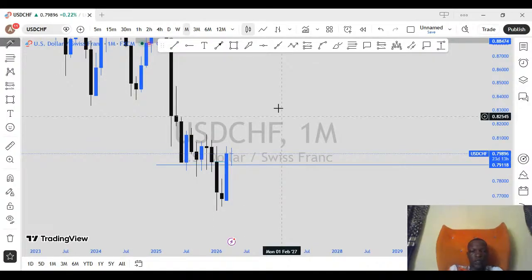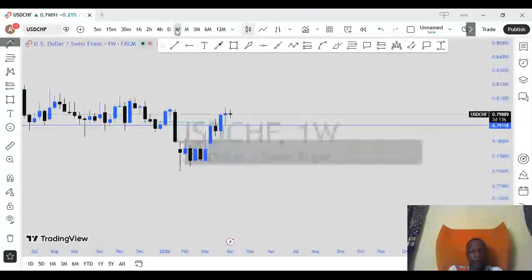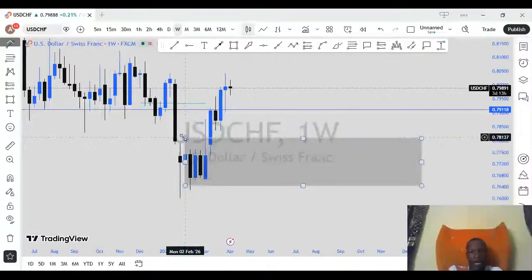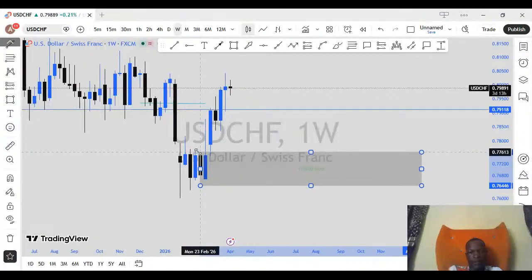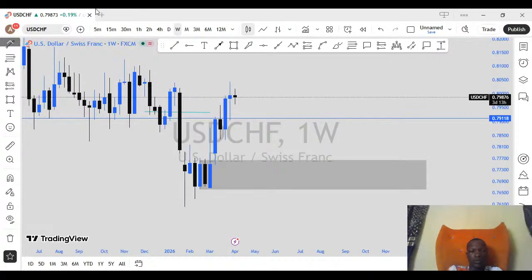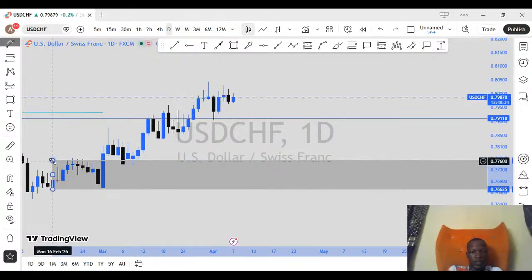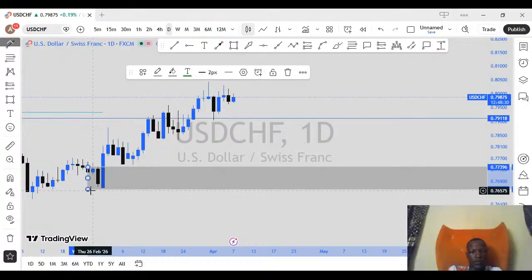What do we expect? We expect more buys, as we have this demand zone which the market is supposed to use to buy. So let's check our daily time frame. On our daily time frame, we have this zone also as our demand zone, which we expect the market to come back to later and buy. So that's on weekly. On daily time frame, let's see if this zone is still valid. The zone is still valid because it has not been used.